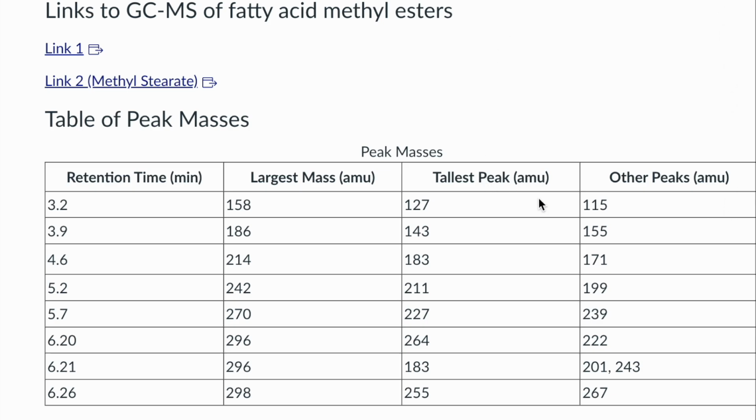So I hope this video helps you to make sense of all the different spectra and printouts that you have for your biodiesel sample, and good luck with the rest of the lab.